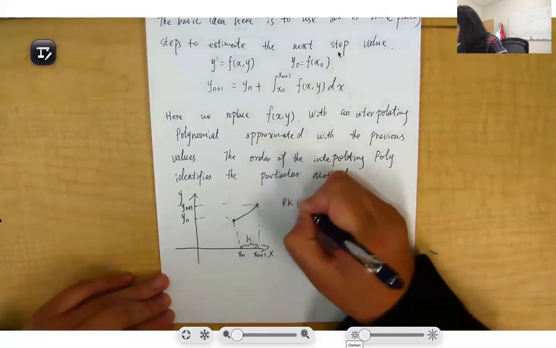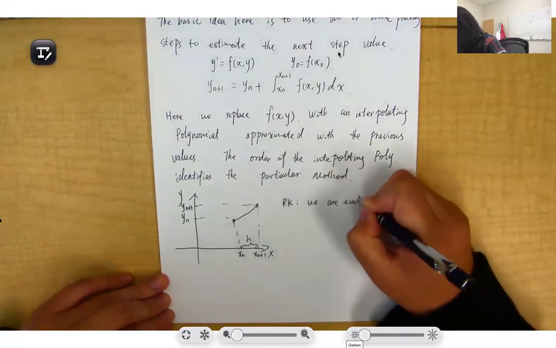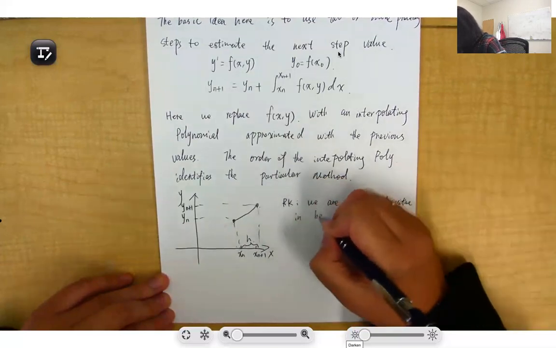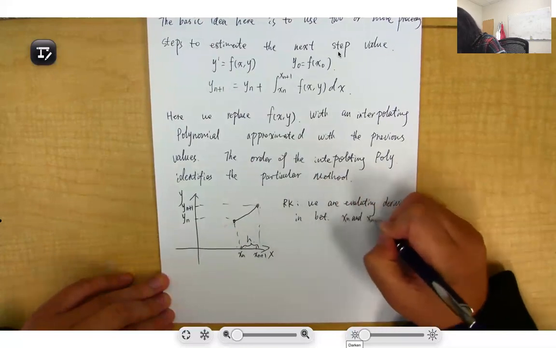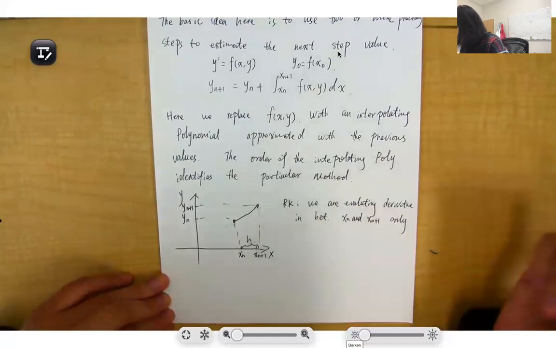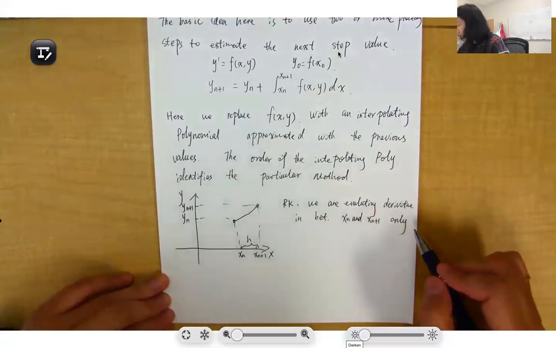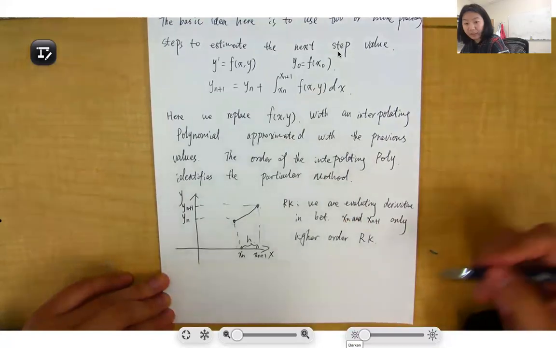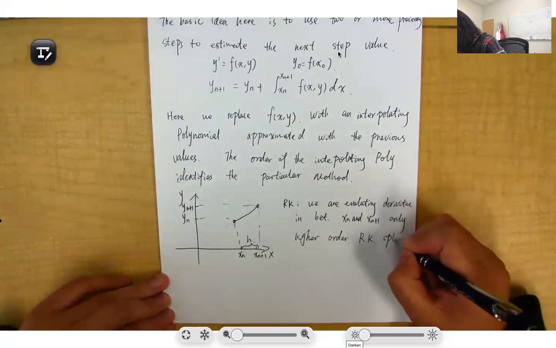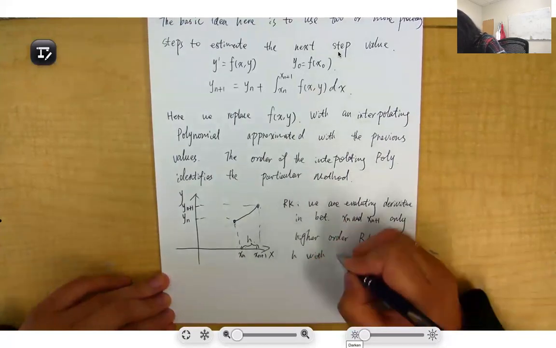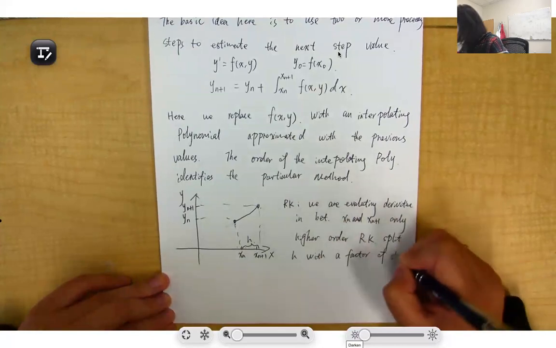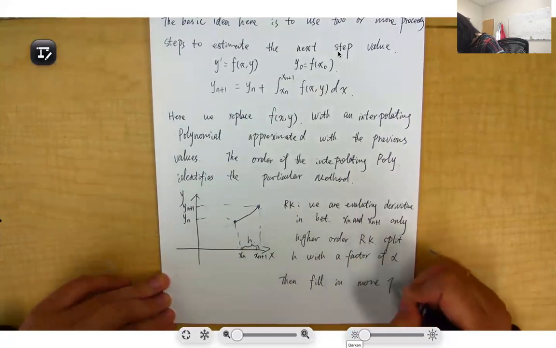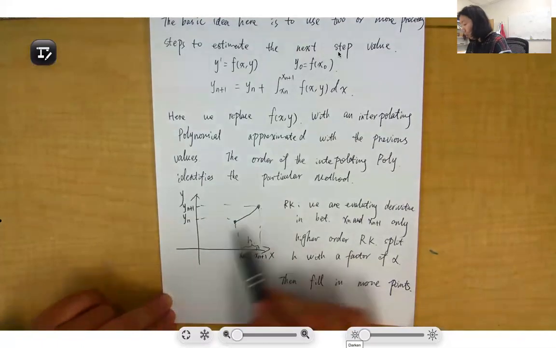So for Runge-Kutta, we are evaluating the derivatives in between x_n and x_{n+1}. It's only between x_n and x_{n+1}. And for the higher order Runge-Kutta, we just split the h with a factor of alpha, then start to fill in more and more points so that we can estimate the slope in between.